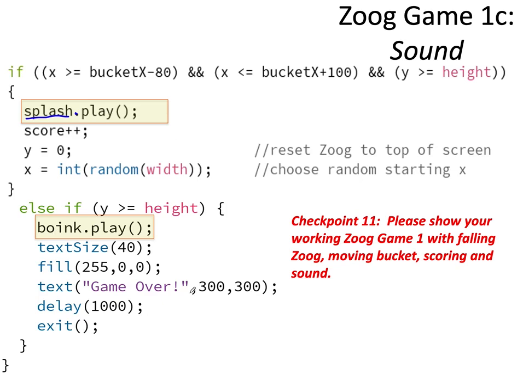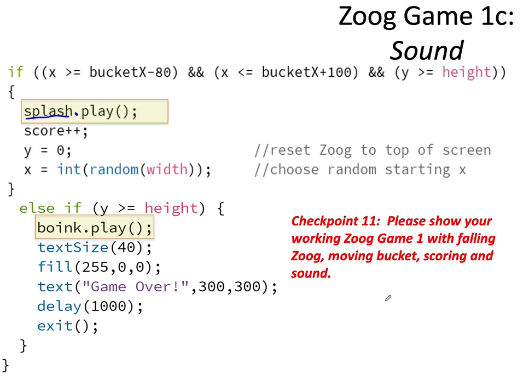But checkpoint 11, please show your working Zoog game with falling Zoog, moving buckets, scoring, and sound. So every time Zoog hits the bucket, you should hear a splash. And if you lose the game, you should hear a boink or something. I forget what the sound sounds like.